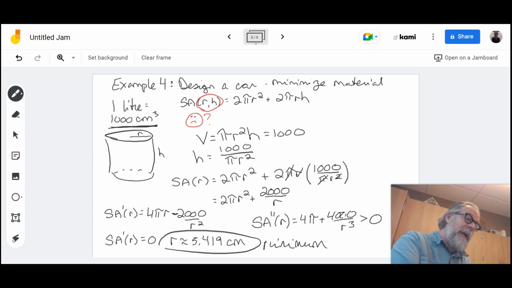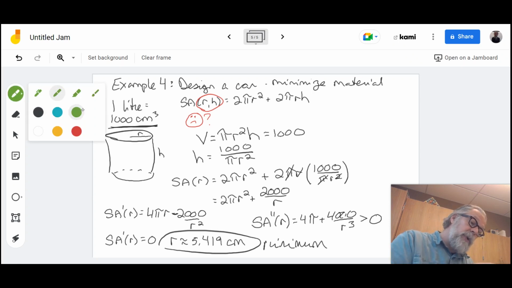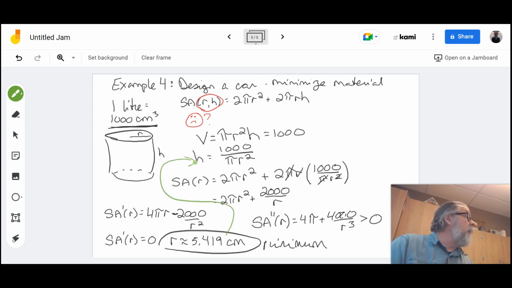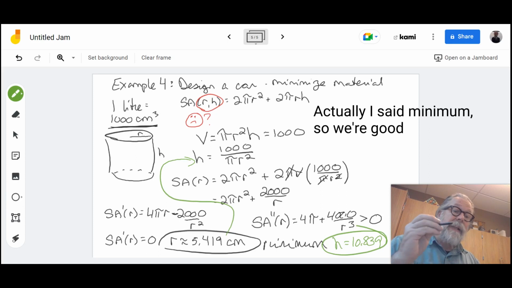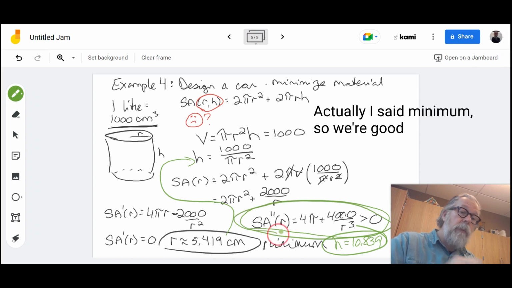We can therefore find out that the height of our can by plugging back into here must be 10.839. And we have minimized. I said minimum. Did I say minimum? I think I might have said maximum earlier. Second derivative is greater than 0. That is a minimum, which is what we're looking for. I threw out the wrong word. So there's the dimensions of our minimum can.